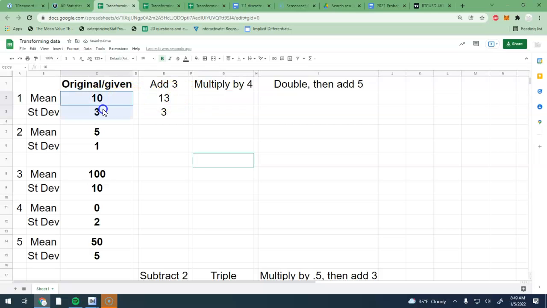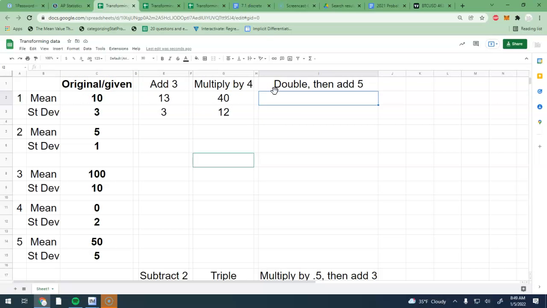So if I multiply this 10, 3 by 4, the new mean would be 40, right? And the new standard deviation would be 12. See where I'm getting that from and how I'm doing it? Always do it by the original.